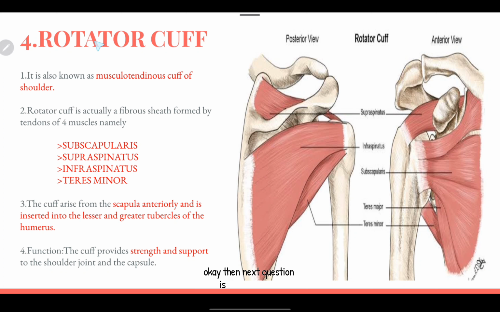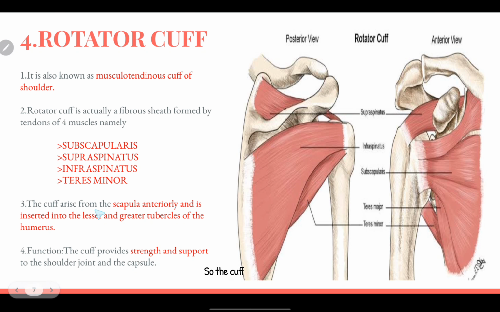Then the next question is the rotator cuff. So what is the rotator cuff? The rotator cuff is a musculotendinous cuff of the shoulder. It is formed by the tendons of four muscles. What are the muscles? Subscapularis, supraspinatus, infraspinatus, and teres minor. The tendons of all these muscles together form the rotator cuff.